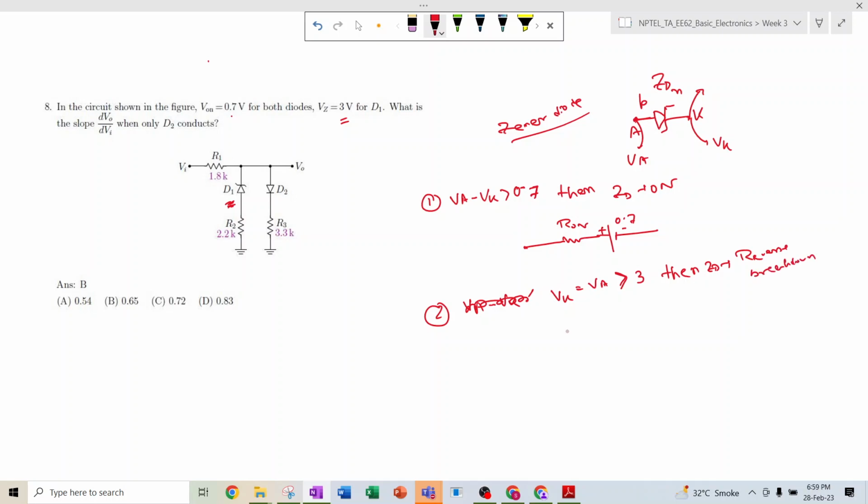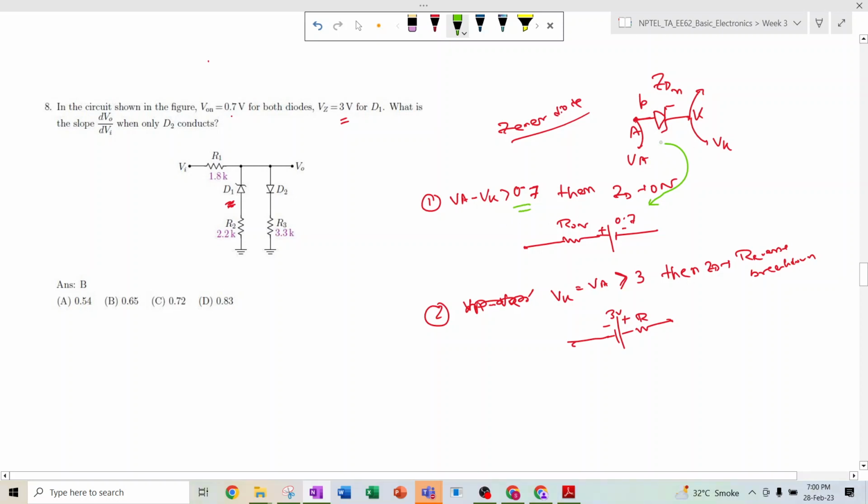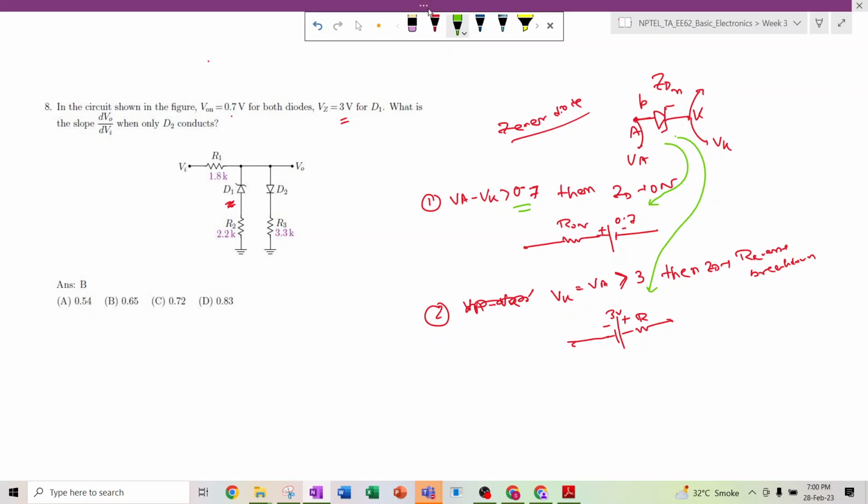So it can be written equivalently: this 3 volt will come across this, and there will be some resistance R. This diode can be represented by this model whenever this is 0.7 volt, and whenever this is greater than 3 volt, this diode can be modeled by this.